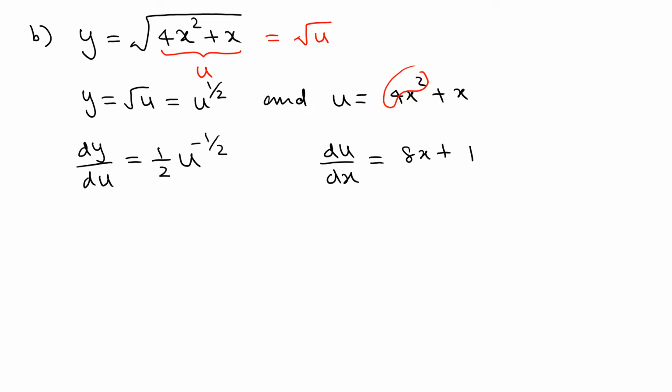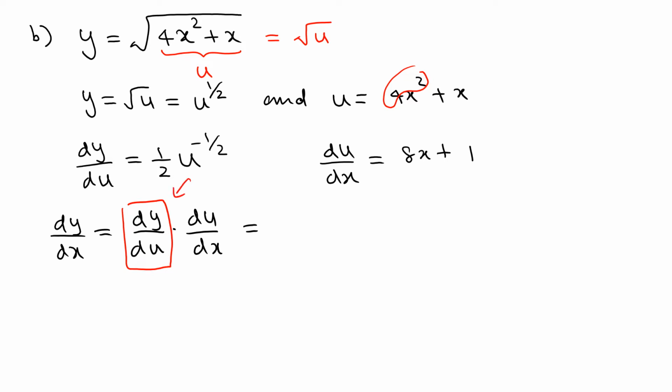Now we are going to use the formula. The formula is dy by dx equals dy over du times du over dx. If you plug in, dy over du is simply 1/2 u to the negative 1/2, times du over dx. That is the second function, which is 8x plus 1.